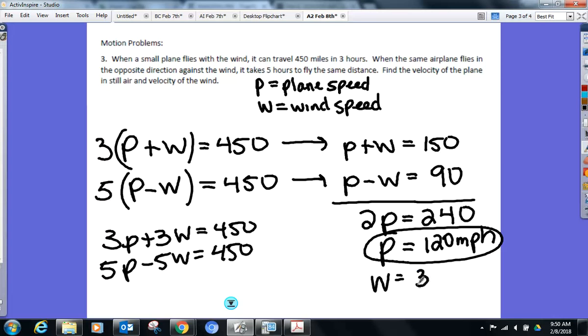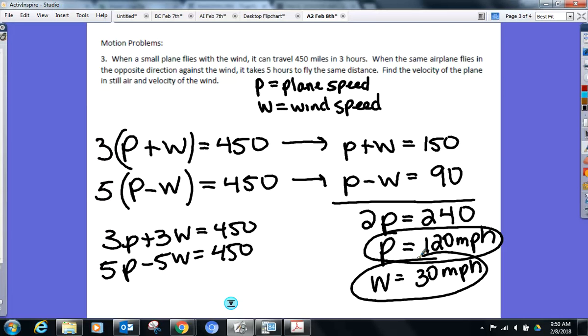30 miles per hour. So Matt, going back to your question, both scenarios are going the same speed. First scenario, though, it's going 120 with a 30 mile per hour wind pushing them. The other one, it's going against them. Okay? Questions on the speed here?